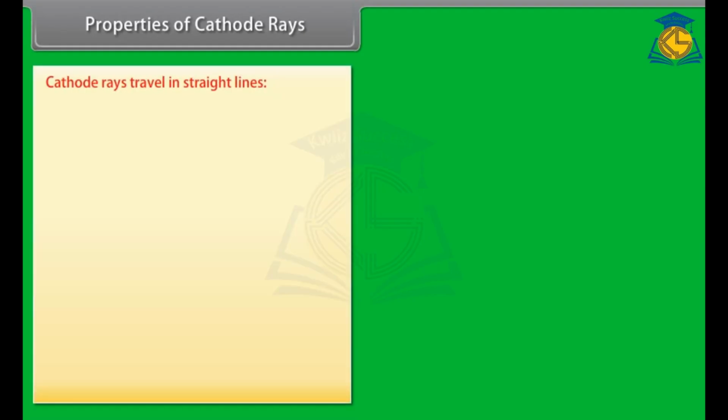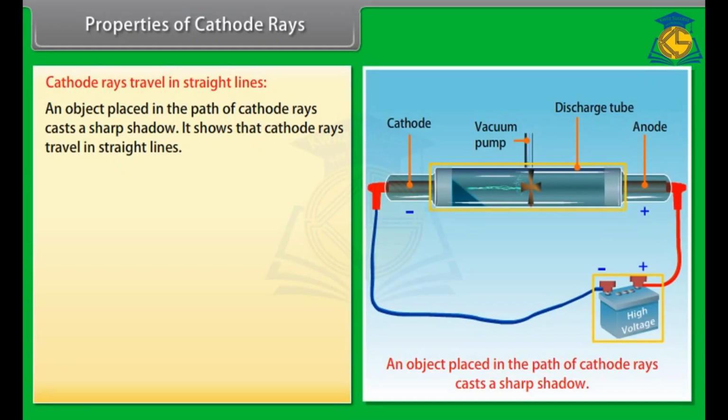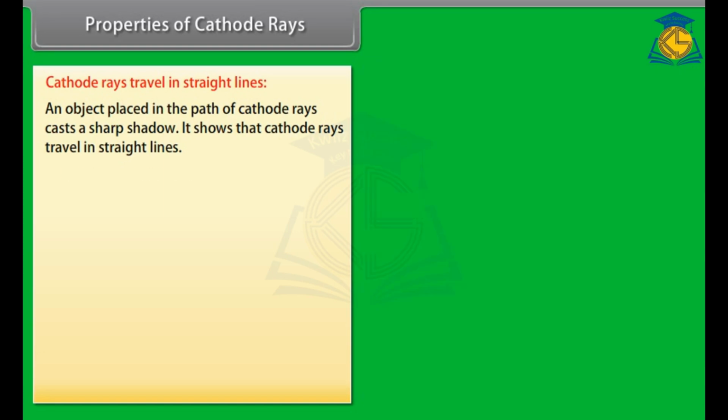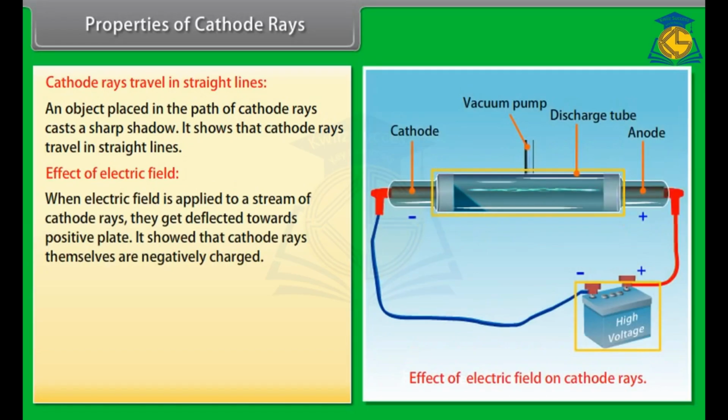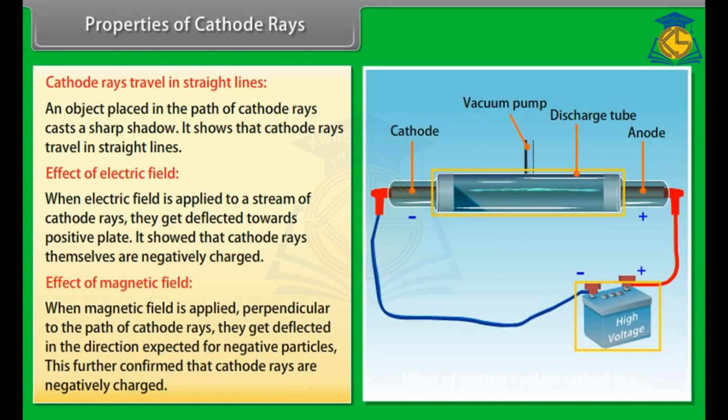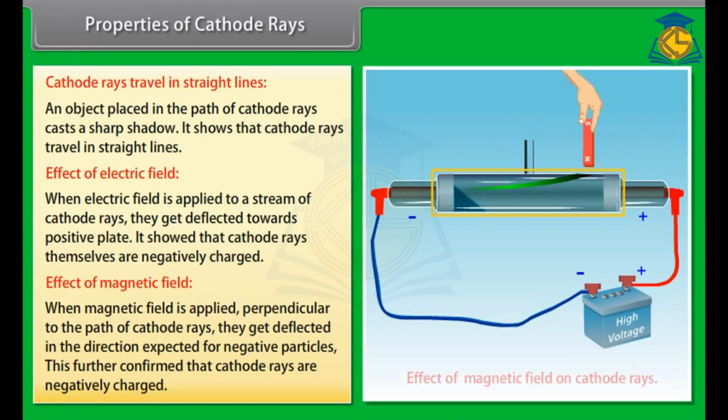Properties of cathode rays. Cathode rays travel in straight lines. An object placed in the path of cathode rays casts a sharp shadow. It shows that cathode rays travel in a straight line. Effect of electric field. When an electric field is applied to a stream of cathode rays, they get deflected towards the positive plate. It showed that cathode rays themselves are negatively charged. Effect of magnetic field. When a magnetic field is applied perpendicular to the path of the cathode rays, they get deflected in the direction expected for negative particles. This further confirmed that cathode rays are negatively charged.